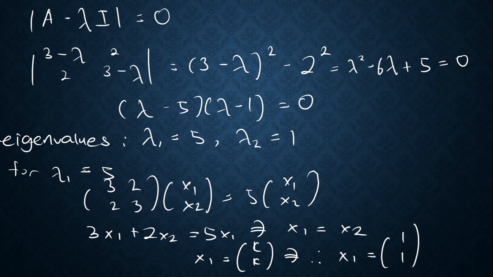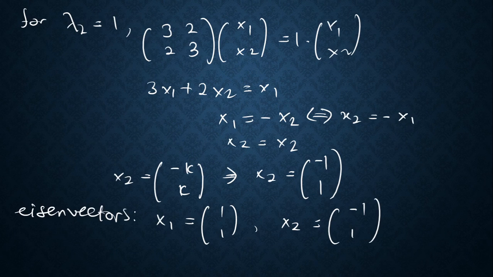For lambda 1 equals 5, we need to substitute into Ax equals lambda x. Just solve for it. So 3x1 plus 2x2 equals 5x1, and 2x1 plus 3x2 equals 5x2. We'll actually have the same relation, which is x1 equals x2. And then define the relationship. S1 is the column vector of k and k. Then the simplest one is actually 1, 1.